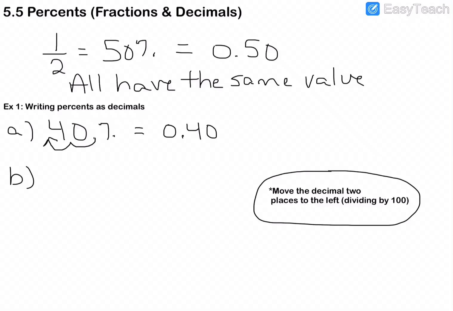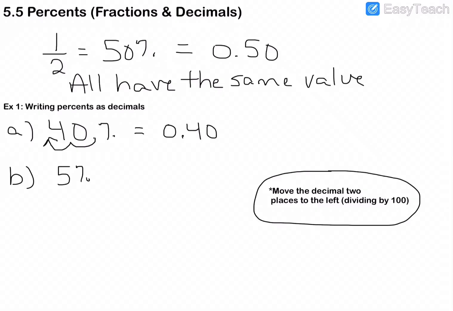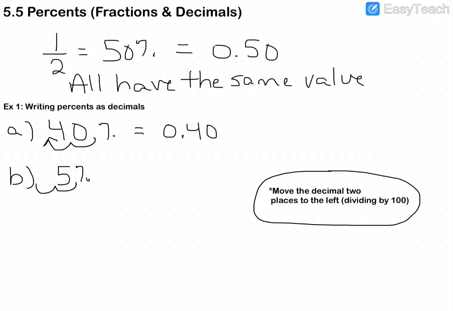We'll try another one. How about 5%? Follow the rule. The rule states you're dividing by 100 or simply moving the decimal 2 places to the left. So if my decimal is right here after the ones place, I have to move it 1, 2. If there's nothing there, you will always fill it with a 0. So 5% is the same thing as saying 0.05. How about 10%? I'm going to take my decimal, move it 2 places to the left, and I'm going to get 0.10.